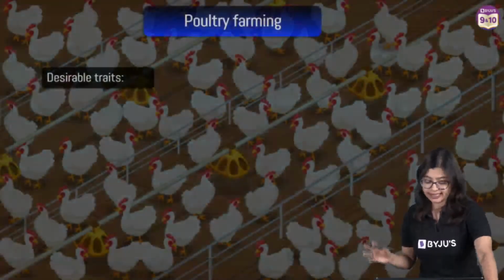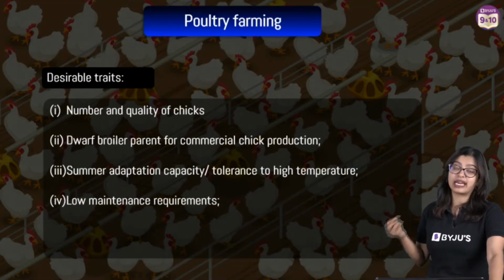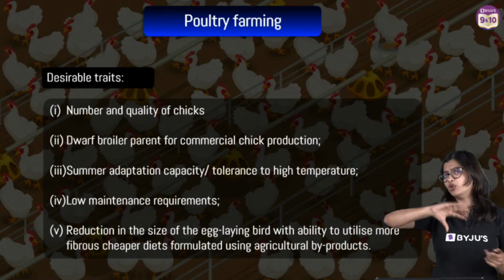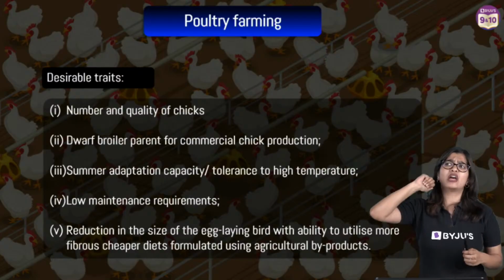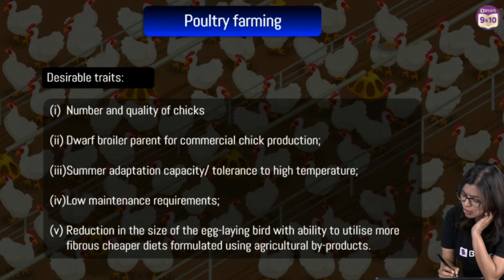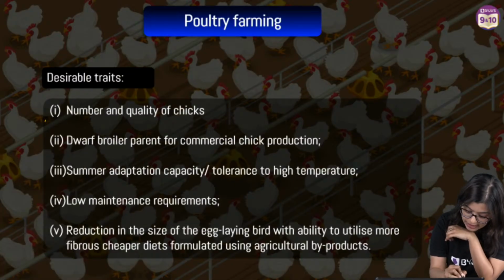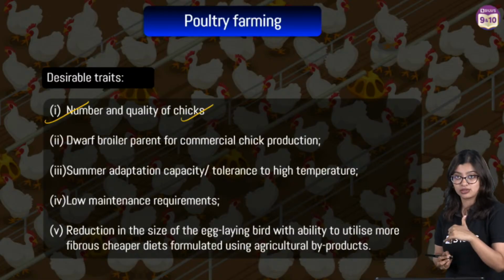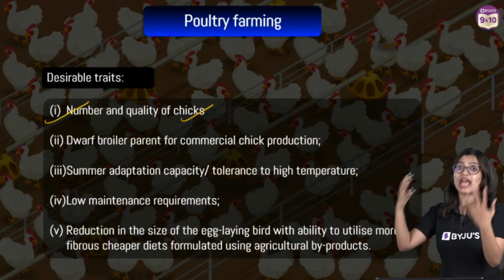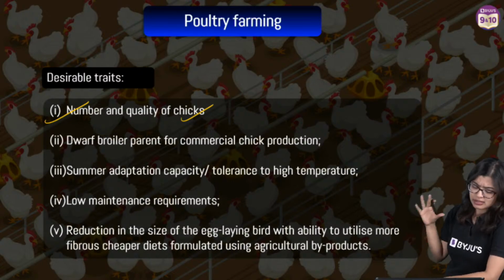So based on that, when we grow these animals, we see that there are some desirable traits that we look for. First and foremost, let's assume when we are looking for hybridization or when we are looking at a particular variety, what are the things that we look for? First and foremost, the number and quality of young ones or chicks that they make, right? So if they are able to produce healthy chicks, then I'm able to rear more and more of them. So in this particular case, this is very important.